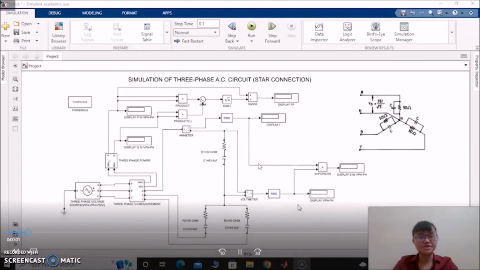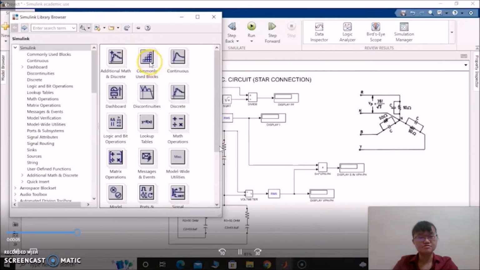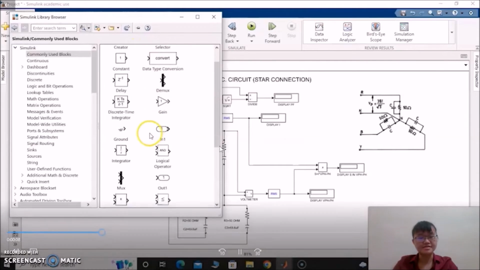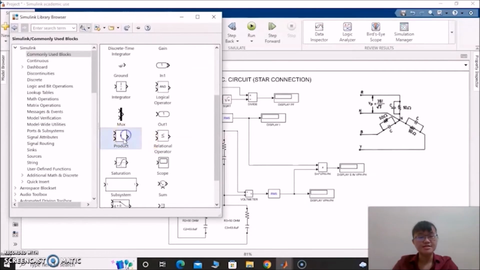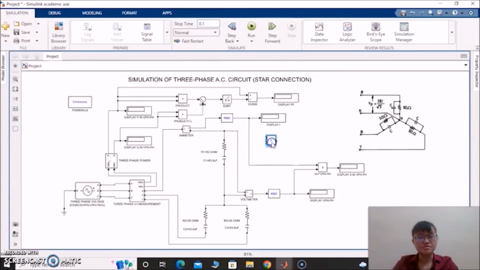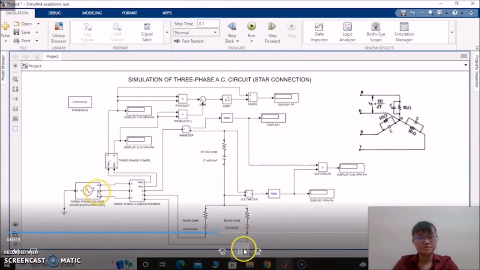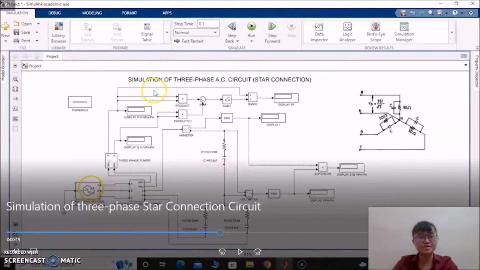This is the simulation that I did in the MATLAB software. To draw the circuit, we need to go to the library browser and then select the component that we want to use. Just drag it out into the model window. If we don't want it, we just delete it. For this simulation, we need the powergui component in order to run the simulation. Otherwise, it will give an error.